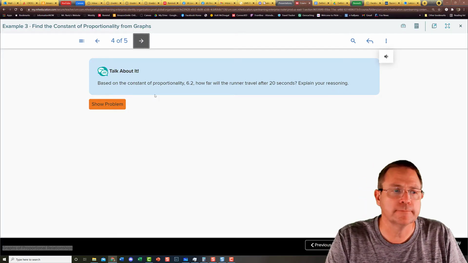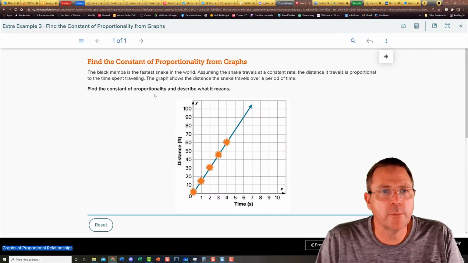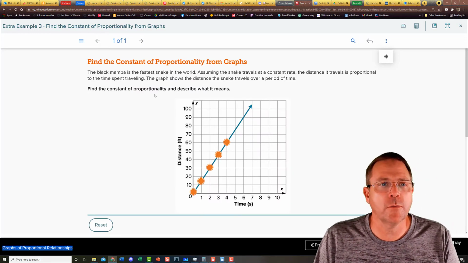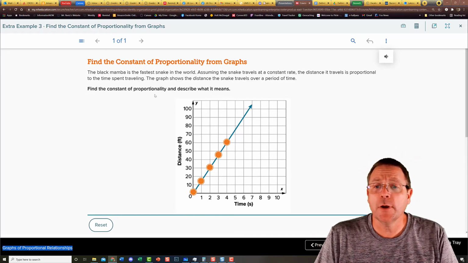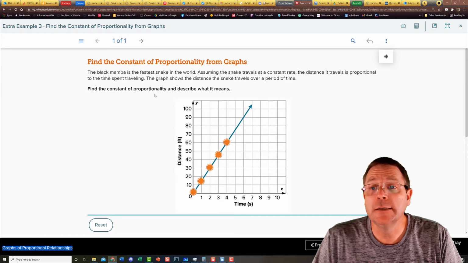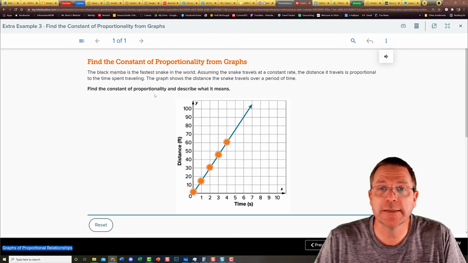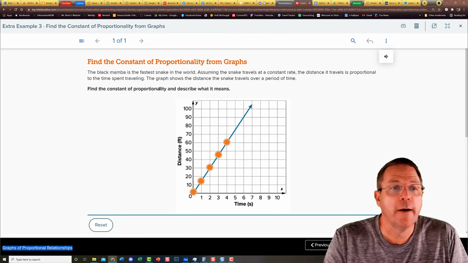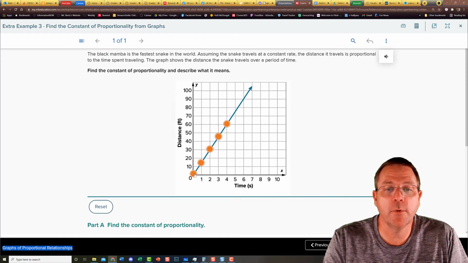That's it. The black mamba, I've seen them talk about this critter before. Obviously the author likes this snake, the fastest snake in the world. Assuming the snake travels at a constant rate, the distance it travels is proportional to the time spent traveling. The graph shows the distance the snake travels over a period. Find the constant of proportionality and describe what it means.